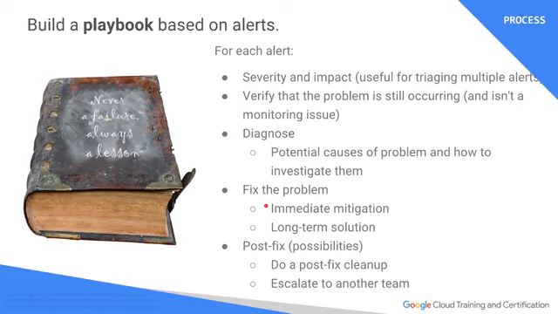But immediate mitigation may be to restart the service. That's it. We may have to just deal with that until we've identified that we're going to have to do a code deployment. But then that's going to have to define what our deployment process will be like. And then finally, post-fix, right? Do a post-fix cleanup and be able to create that post-mortem so you can escalate to other teams. This is also key.